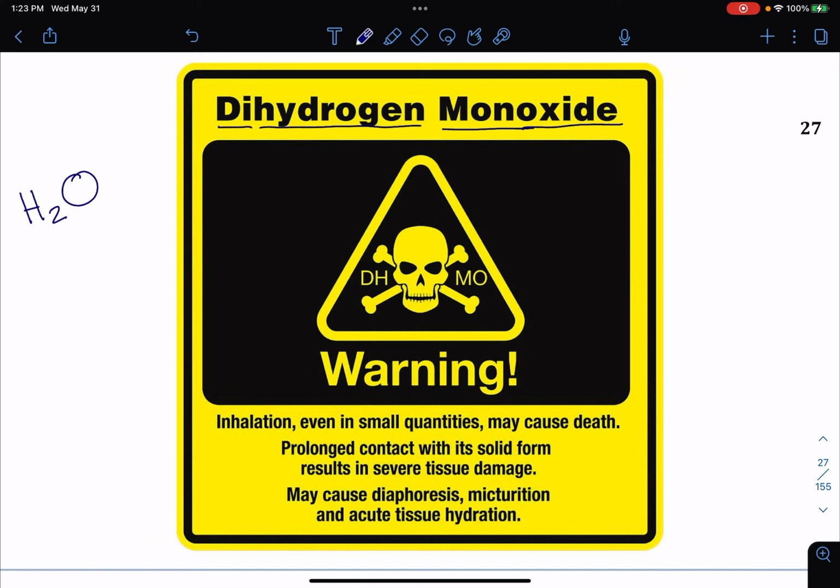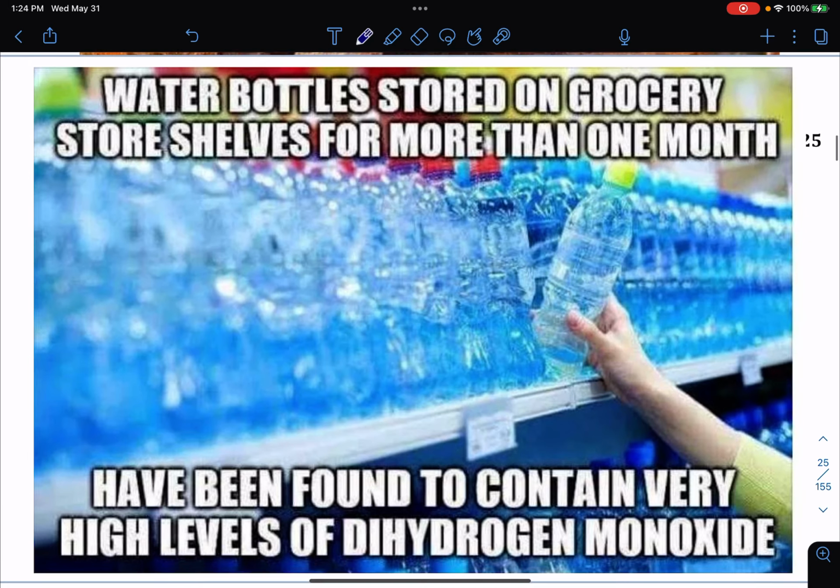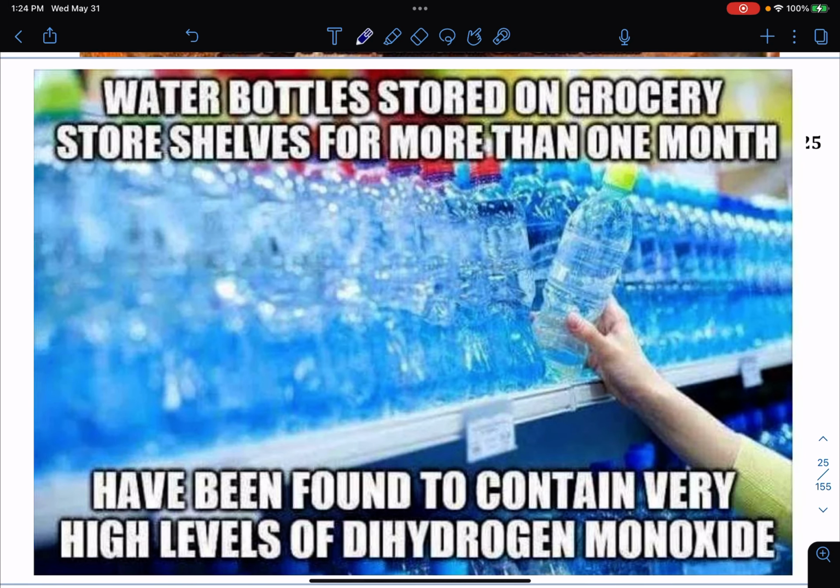This, my friends, dihydrogen monoxide, is simply water. It is just H2O. So let's look back at a couple of these here. Water bottles stored on grocery store shelves for more than 1 month have been found to contain very high levels of water. Yes, in fact, that would be true, and it would be expected that those water bottles would still have very high levels of water, even just after 1 month. But you can see how the author was trying to fool you into thinking somehow dihydrogen monoxide was some scary compound that was going to seep into your water bottles after a month.